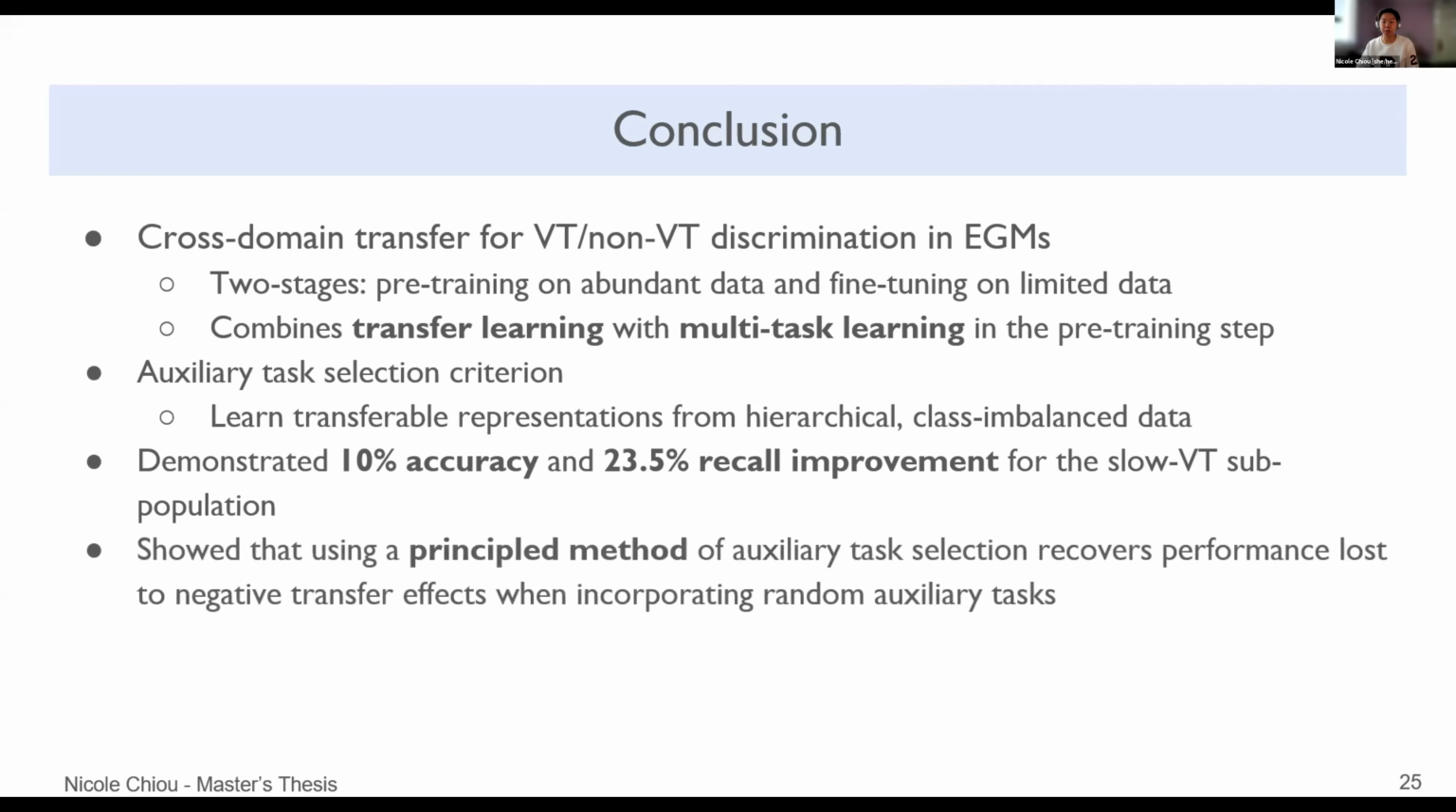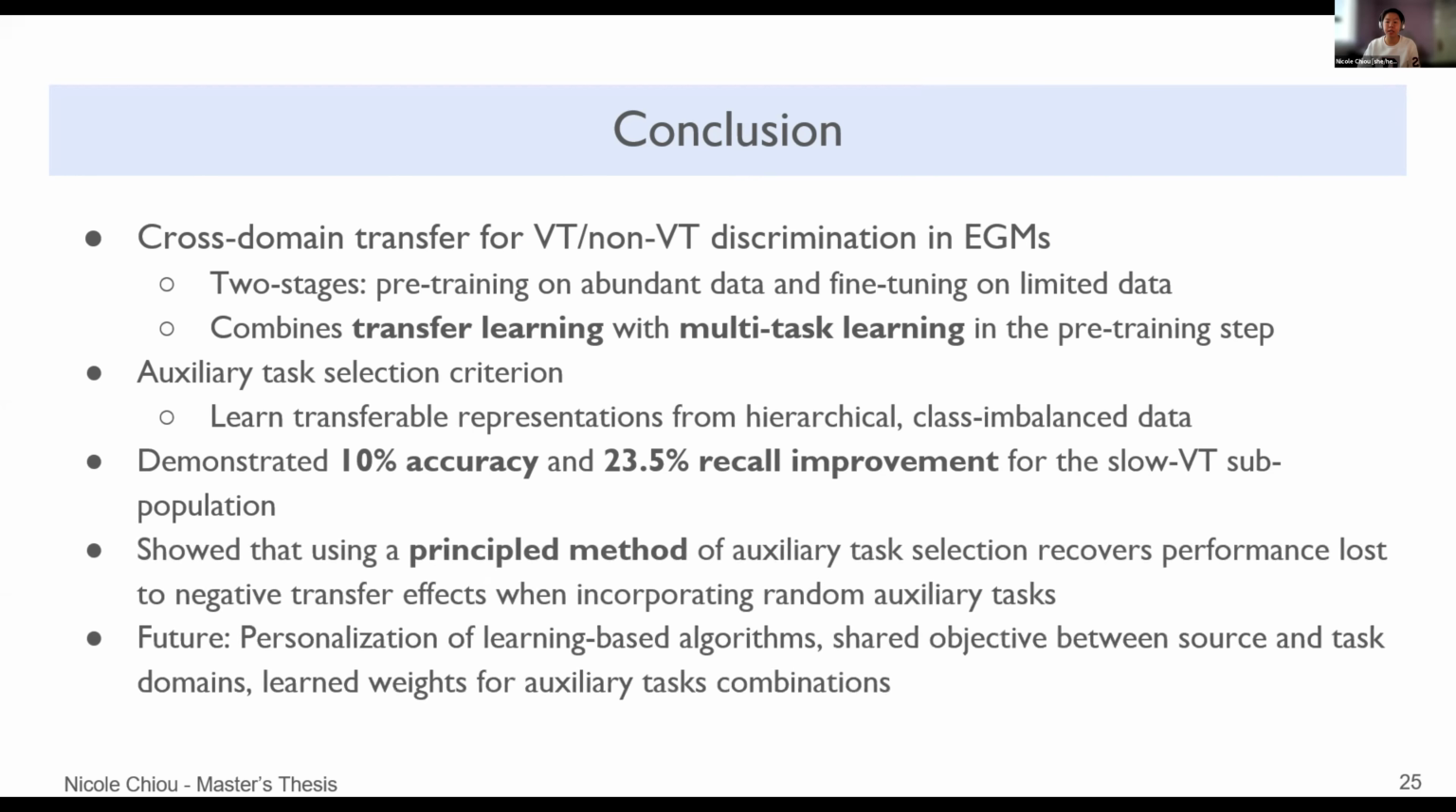Additionally, the experimental results show that utilizing a principled method of auxiliary task selection achieves significantly better performance on the target domain compared to the incorporation of randomly selected auxiliary tasks. This thesis motivates avenues for future research in the personalization of these neural networks for specific subpopulations.